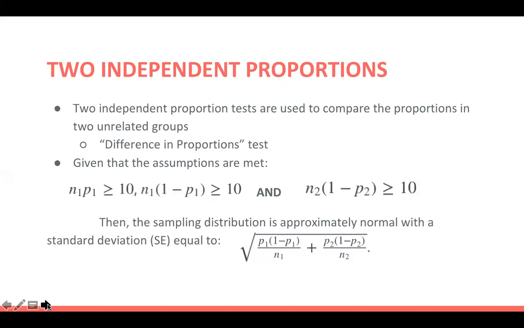meets our assumptions. Once it meets our assumptions, our sampling distribution is approximately normal, and our standard deviation is equal to the square root of P1 times 1 minus P1 over our first sample size, then we add that to P2 times 1 minus P2 over our second sample size. So we add those 2 together, and then we take the square root of that.